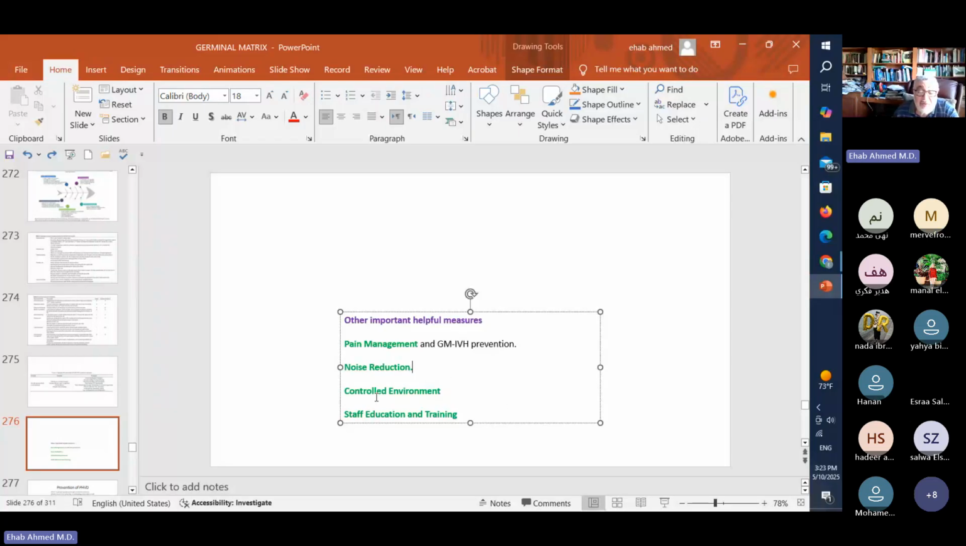Okay, control the environment: the lighting, the light, the distance between every baby and the other. Staff education and training is extremely important, and we should check their qualifications every now and then.